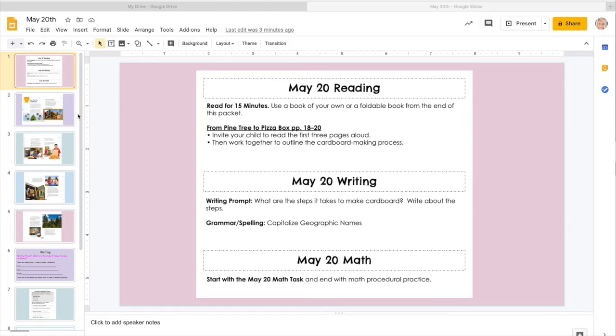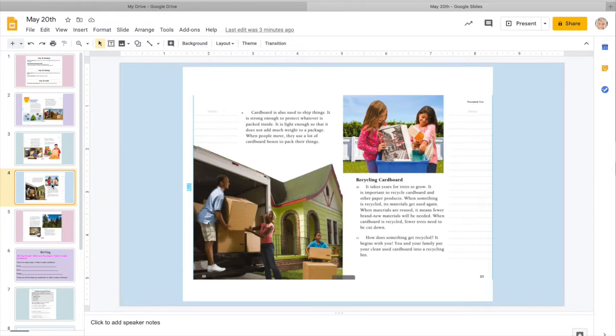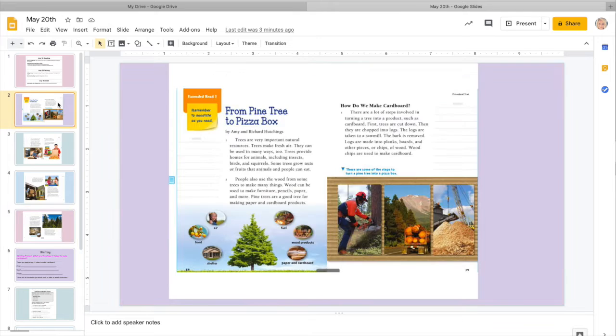After you've read for the 15 minutes, it wants you to read the first 3 pages of From Pine Tree to Pizza Box. So this is what you're going to be reading, those pages here. And again, like I was saying, it's a procedural text where it's talking about how something is made. So you're going to sequence those events. You're going to retell the process. What happened first to get from Pine Tree to Pizza Box? What happened? What was the next step? And then the next step, and then the next step, to finally see that process through.